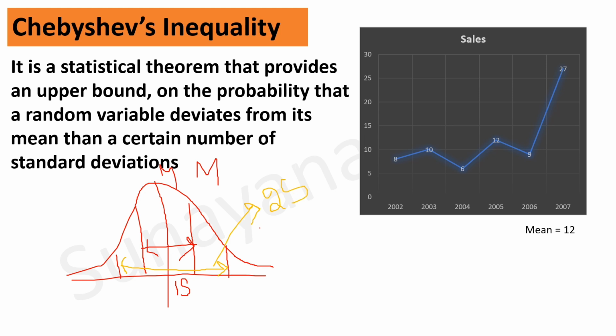And we have another one, which is the third standard deviation. So if our data lies within this range, then our random variable is lying within the 3 standard deviations.